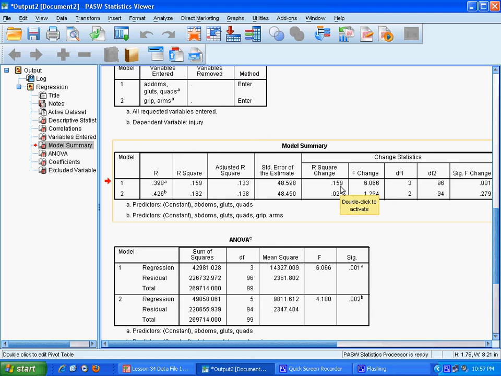And so the upper body strength measures did not predict significantly over and above the lower body measures. The R squared change for the upper body measures is 0.02, and the F change is 1.29.